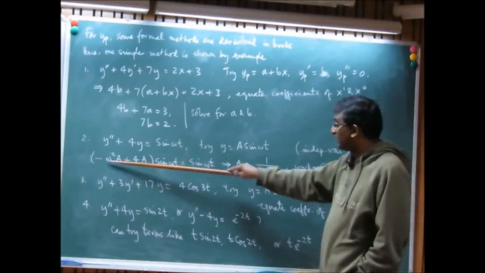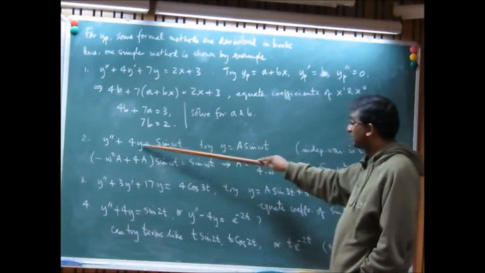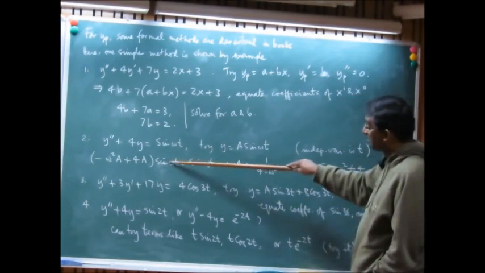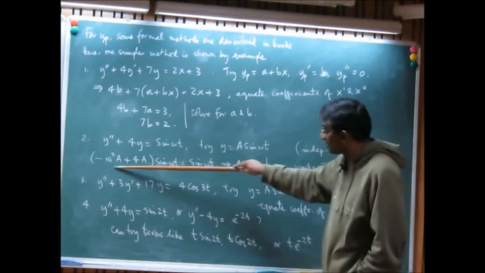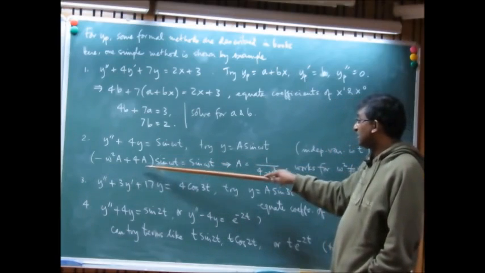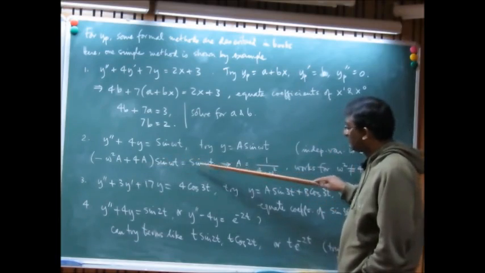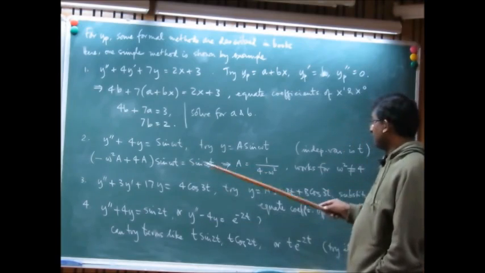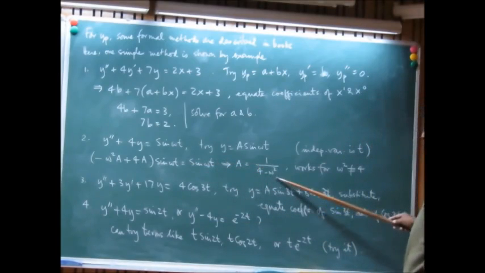When we substitute, we get minus omega squared a plus 4a times sine omega t is sine omega t. The sine omega t is not generally 0, so this thing has to be equal to 1. And then a is 1 over 4 minus omega squared. And this works for omega squared not equal to 4.